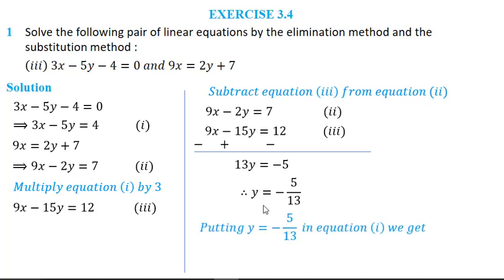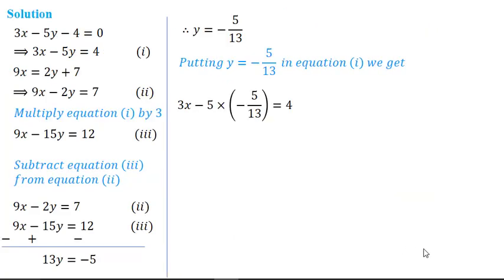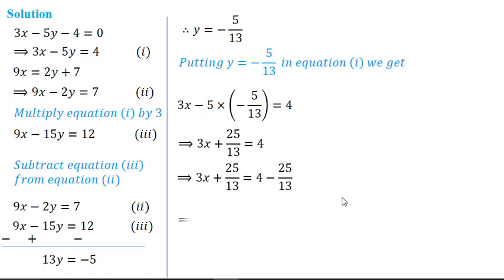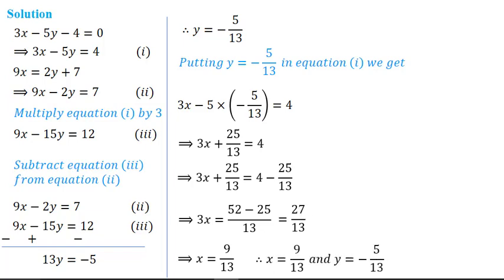Now once I get the value of y as minus 5 upon 13, I will put this value in any of the equations. So let us put this value in equation number 1. So in equation number 1 I put it in and simplify, and I get the value of x. So the value of x we are getting here is 9 upon 13. This 3, when it goes in the denominator, 27 upon 3 gives me 9. So x is 9 upon 13 and y is minus 5 upon 13, which are the required solution.